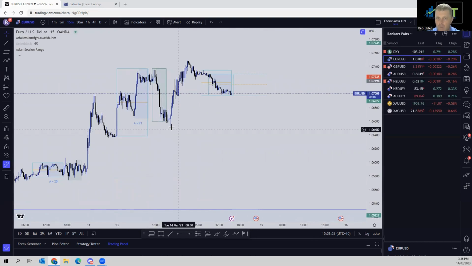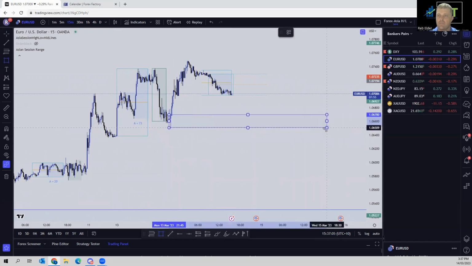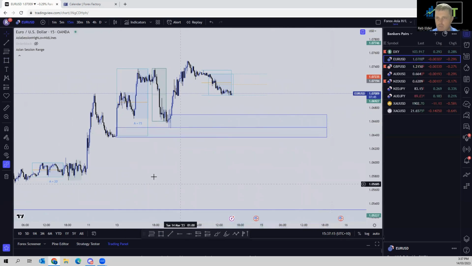So with this week obviously came down and filled most of this imbalance area here. So we probably assume that we're going to come down at least to this area here to go long. But we do have a little bit of unfilled imbalance there as well. So we also need to identify that as an area that could be traded into as well.